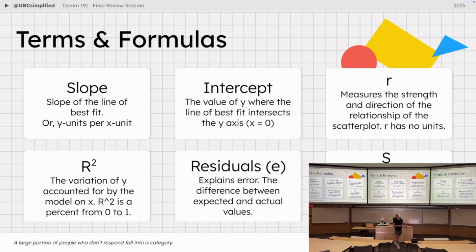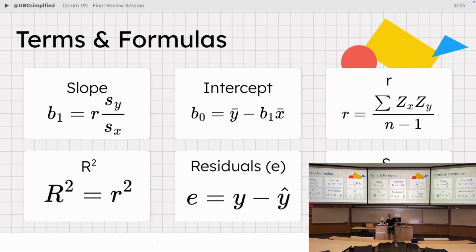Another thing for r, it has to be between -1 and 1. It can't be larger than that. If you get 1.2 for r, that's false. And then for r squared, obviously because you're squaring it, it has to be between 0 and 1. The formula for r squared is r squared, and there's another formula for that coming up later.